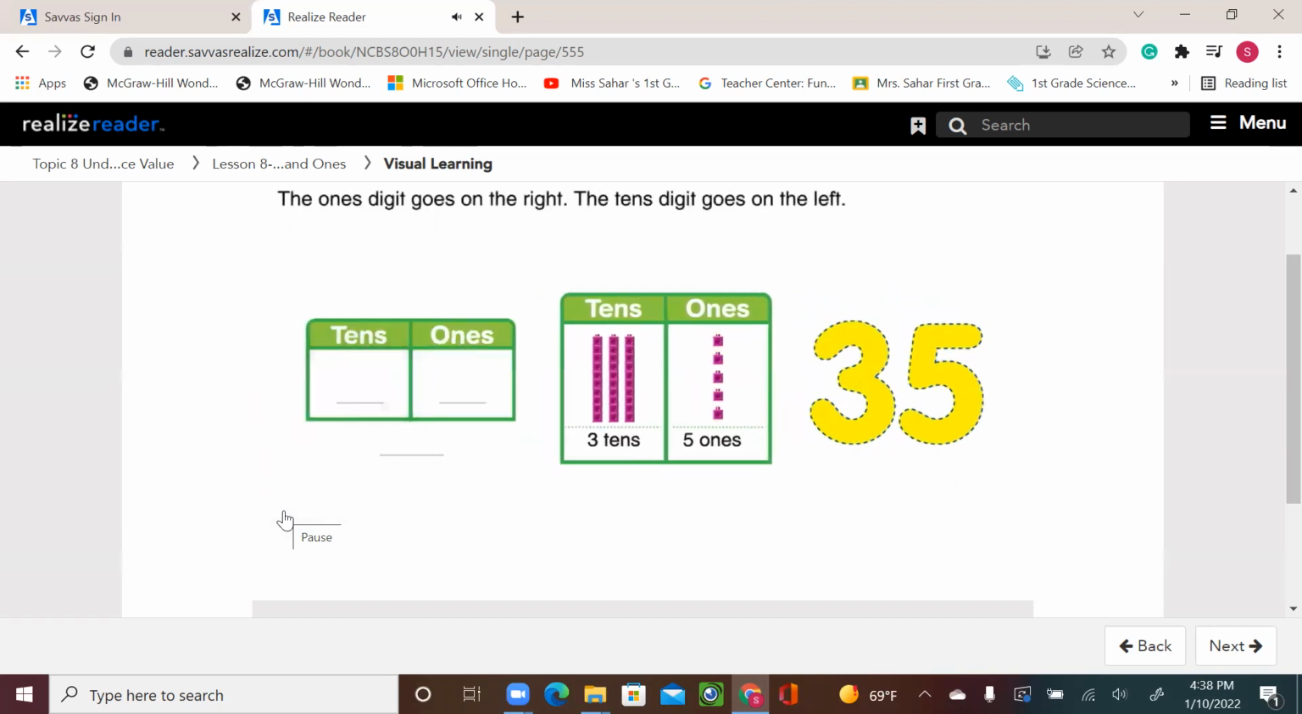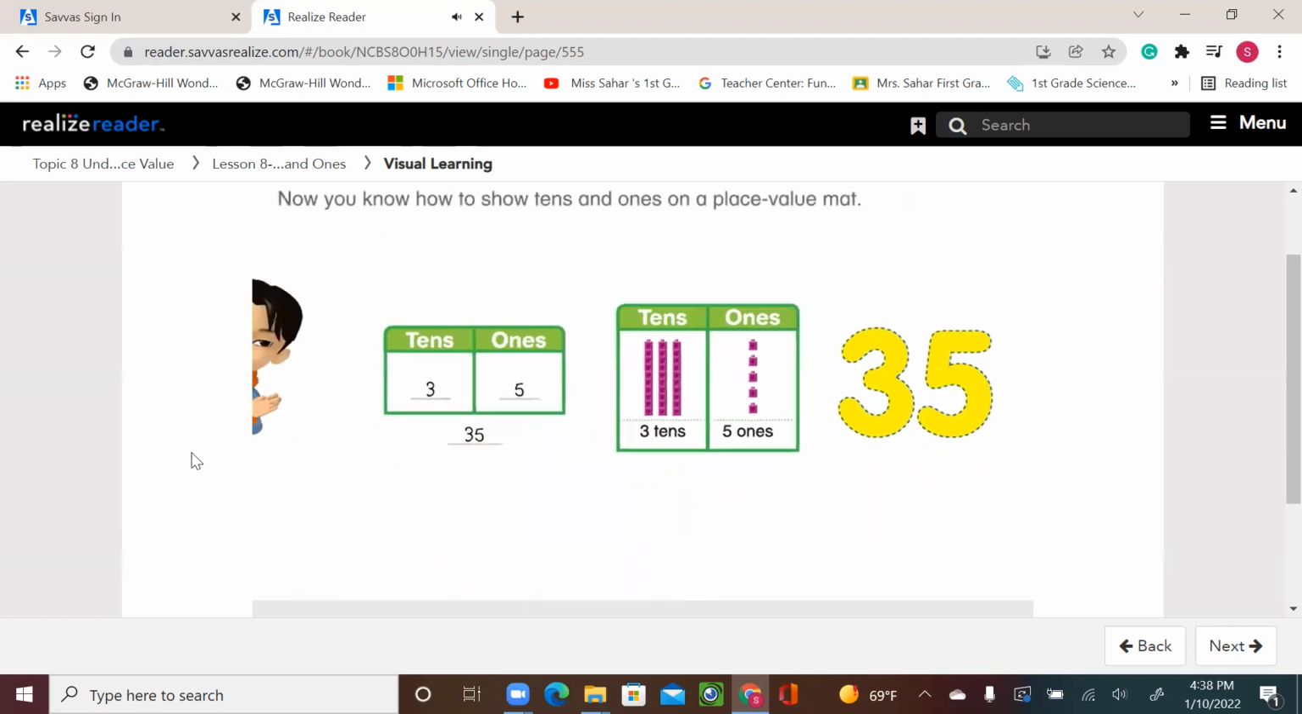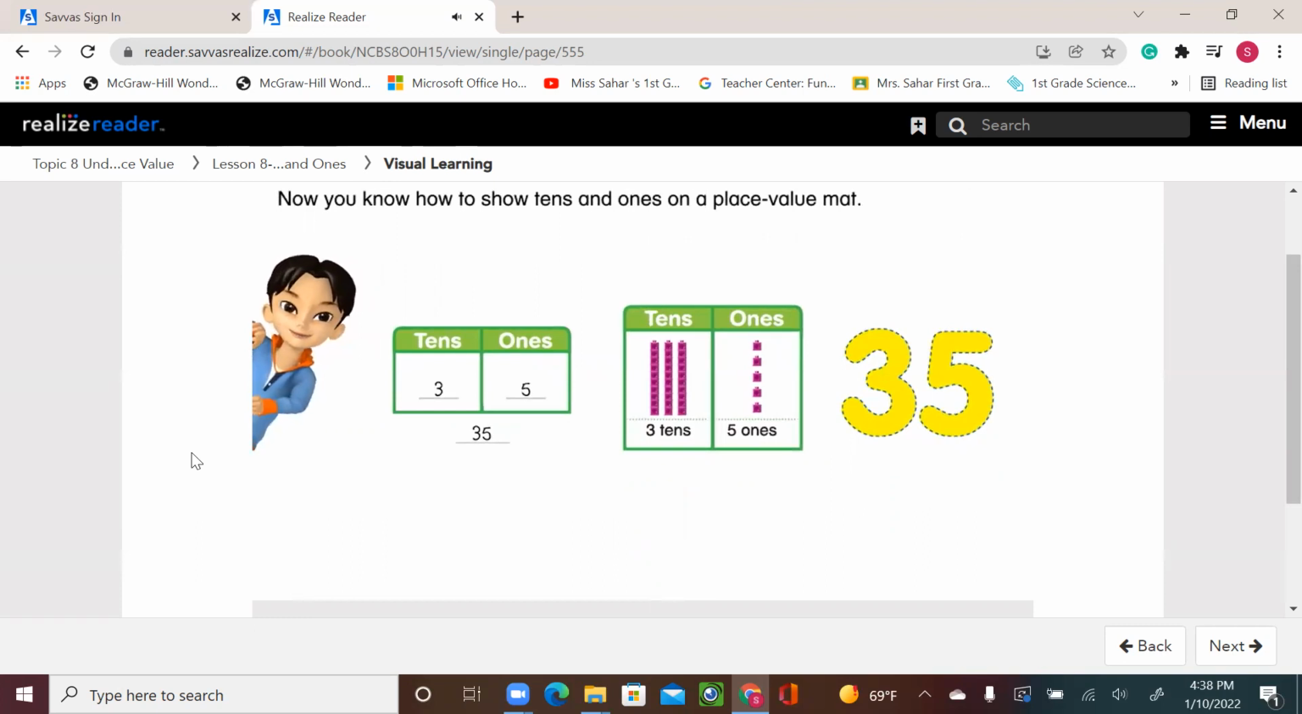The ones digit goes on the right. The tens digit goes on the left. You can put numbers on the mat instead of cubes. 3 tens and 5 ones make 35. You can put the 3 and the 5 together to make the number 35. Now you know how to show tens and ones on a place value mat.